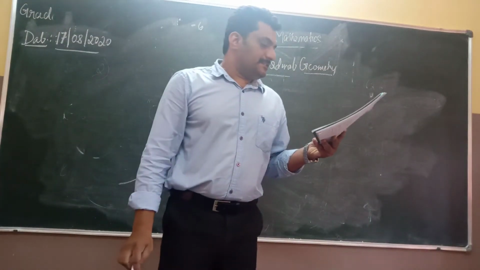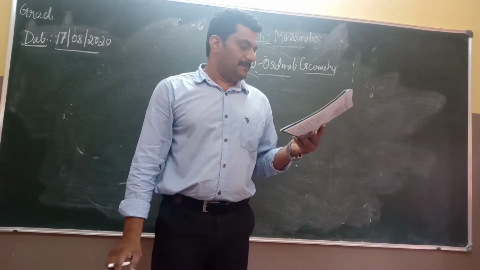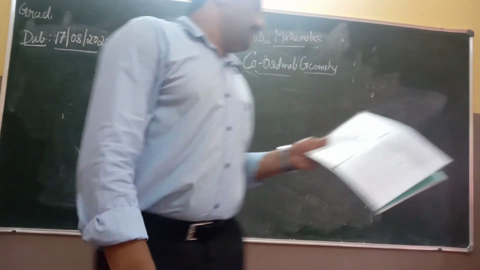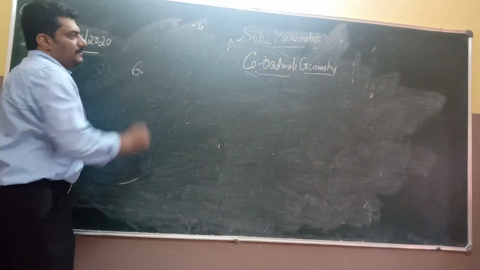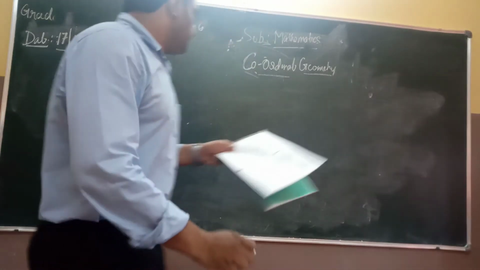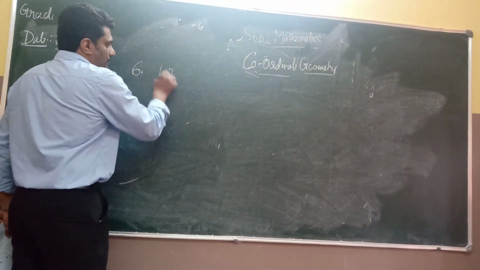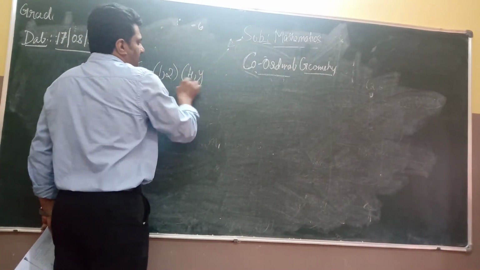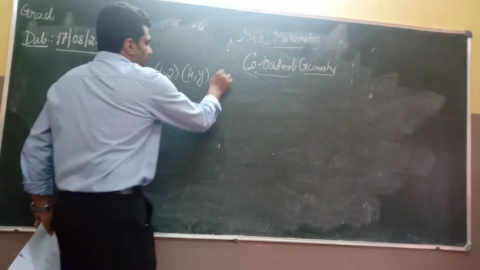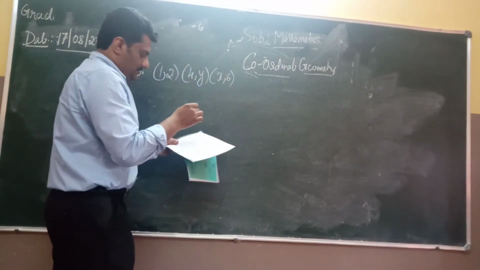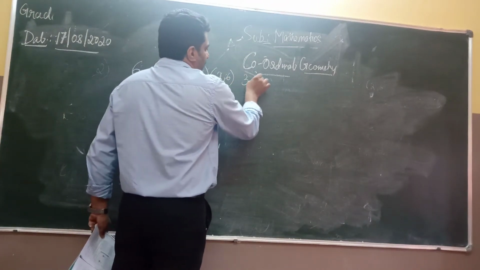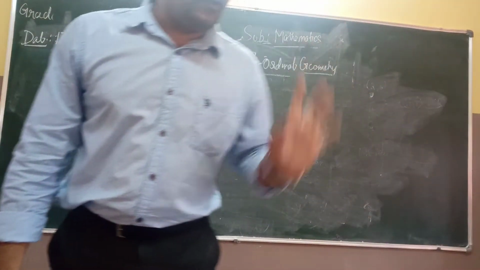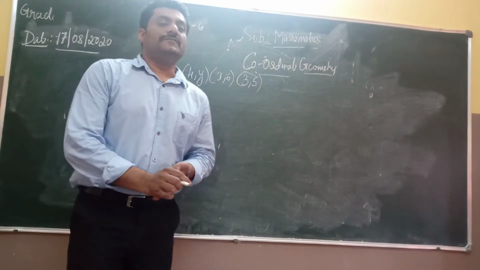Now I'll do one more question. The sixth one. If (1, 2), (4, y), (x, 6), (3, 5) are the vertices of a parallelogram taken in order, find the values of x and y.